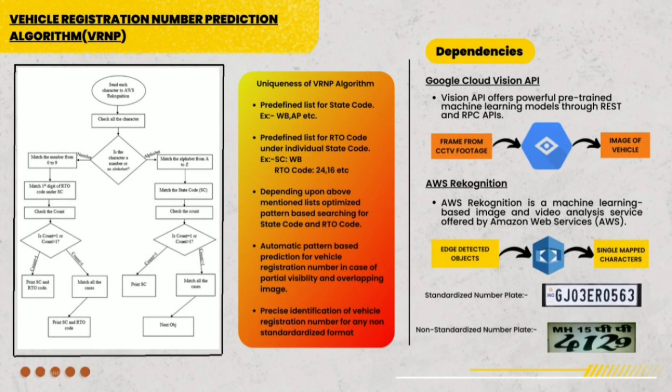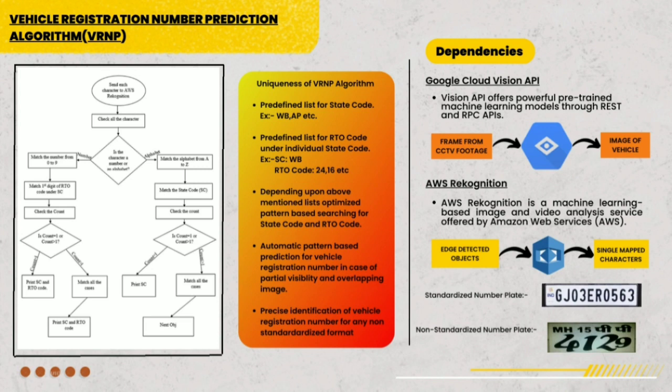Now, as we are talking about the VRNP algorithm, we need to know what it is and how it works, or rather, why we are using the VRNP algorithm instead of naive searching for character prediction. After each character is sent to the AWS Rekognition model, our task is to check whether each character is a number or an alphabet. Now, we know that all the state codes are alphabets and all the RTO codes are numbers.